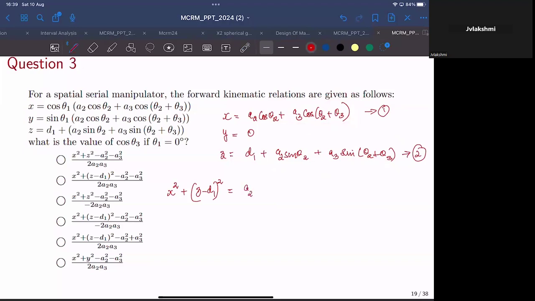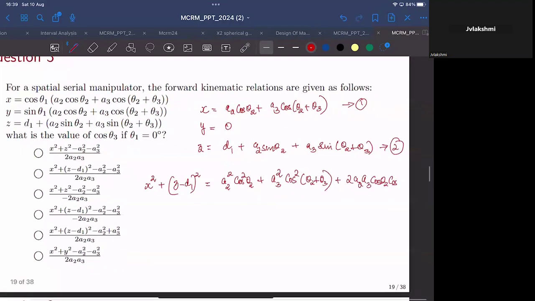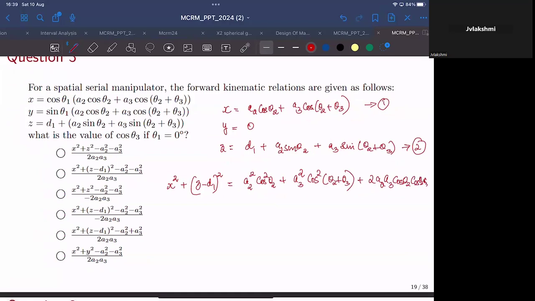Are you sure? Because if I expand this, a2 square cos square theta 2 plus a3 square cos square of theta 2 plus theta 3. Then we have one more term, 2 a2 a3 cos theta 2 cos of theta 2 plus theta 3. Then we have a2 square sine square theta 2 plus a3 square sine square of theta 2 plus theta 3 plus 2 a2 a3 sine theta 2 sine of theta 2 plus theta 3.